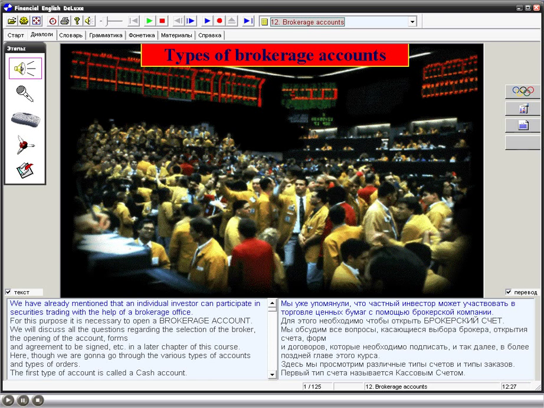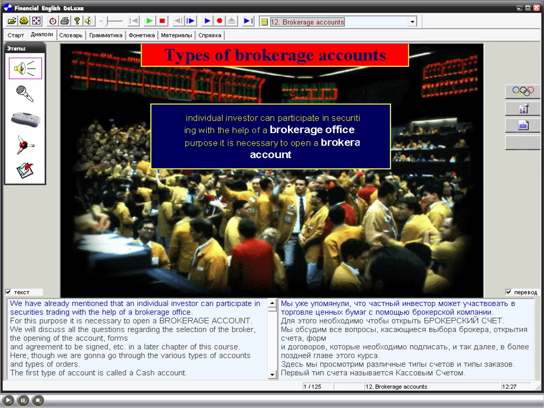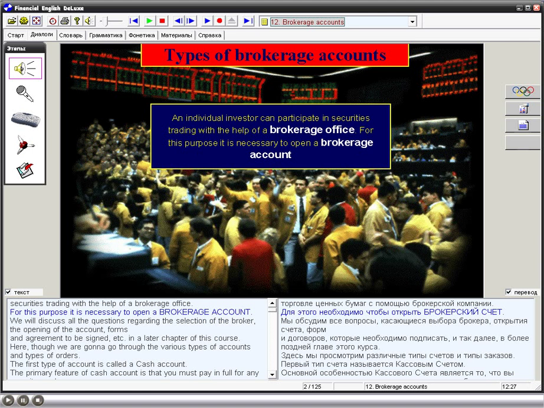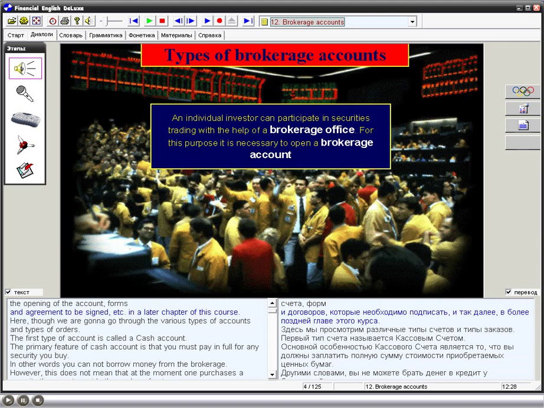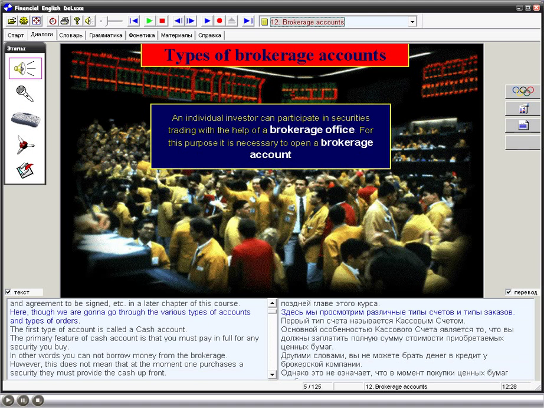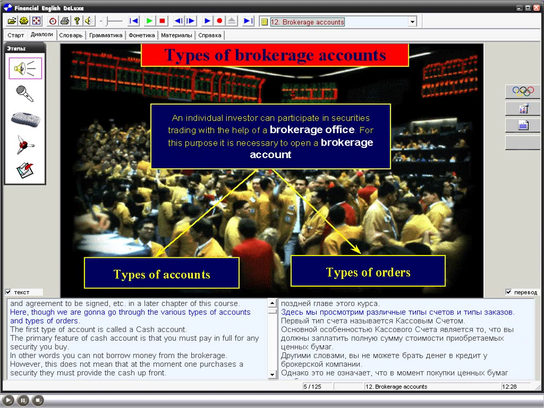We've already mentioned that an individual investor can participate in securities trading with the help of a brokerage office. For this purpose, it is necessary to open a brokerage account. We'll discuss all the questions regarding the selection of a broker, the opening of an account, forms and agreements to be signed, etc., in a later chapter of this course. Here, though, we're going to go through the various types of accounts and types of orders.